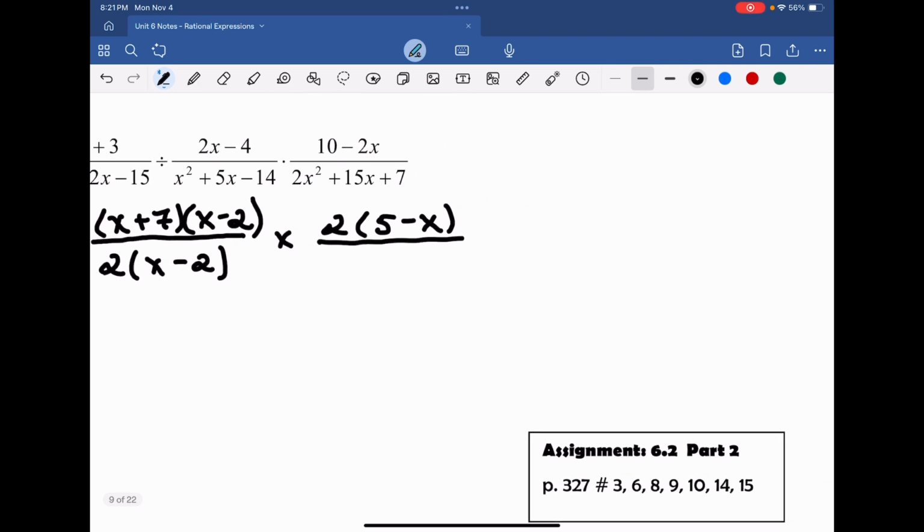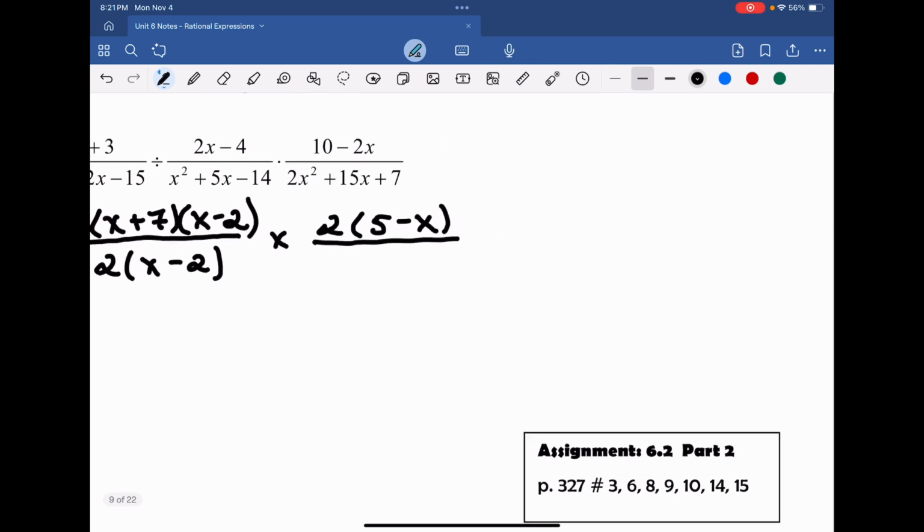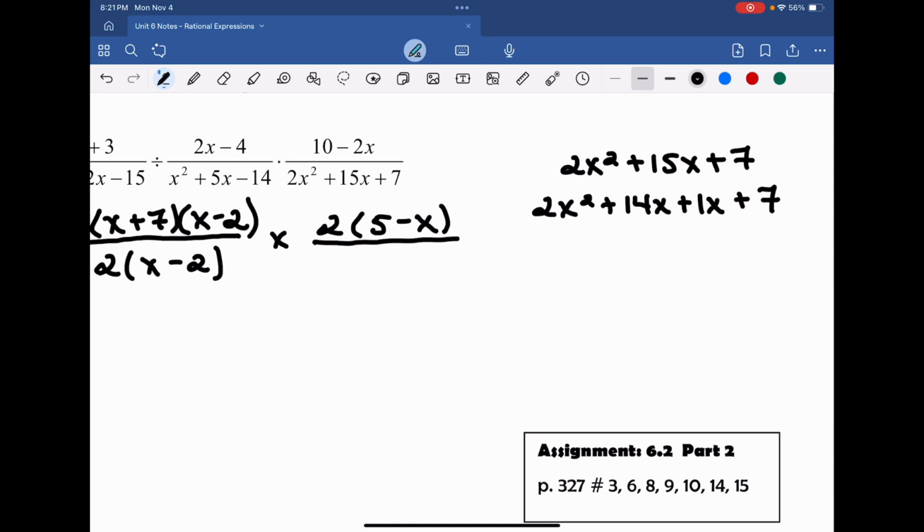This requires decomposition. So maybe off to the side, I'll do the decomposition here. We need it to be 2x squared plus 15x plus 7. It must multiply to make 14 and add to make 15. Well, the two numbers that do that for me are 14 and 1. So I'm going to write it as 2x squared plus 14x plus 1x plus 7. I factor by grouping, which I take the 2x out of the first, leaving me with x plus 7. I take positive 1 out of the second grouping, leaving me with x plus 7.